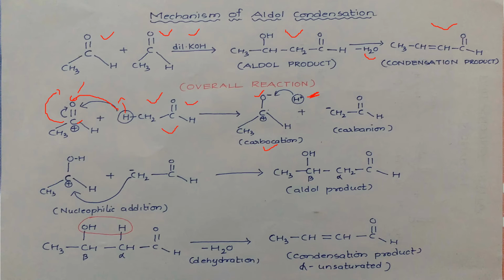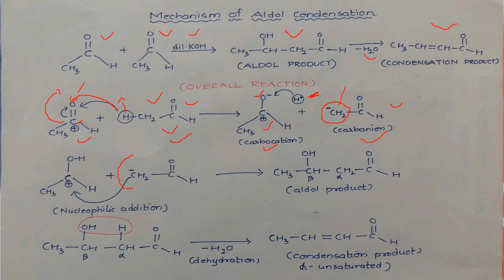Now the other aldehyde molecule, by losing a hydrogen ion, produces a carbanion. Now just see, there is a negative charge on this carbon, and this is the carbon which has supplied hydrogen. So what's actually happening here? One of the aldehydes is supplying oxygen, the other aldehyde is supplying hydrogen. Now in step 1 we are getting a carbocation and a carbanion. Now see what happens in step 2.